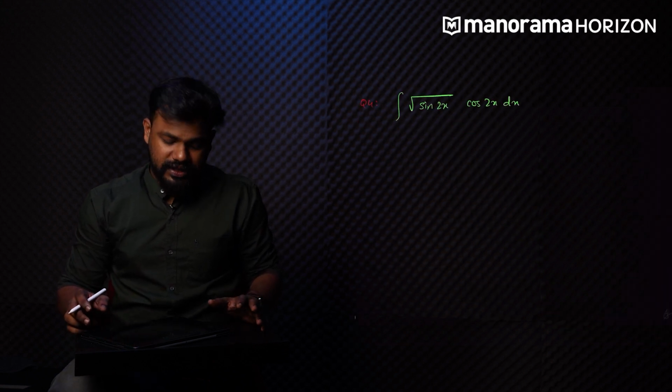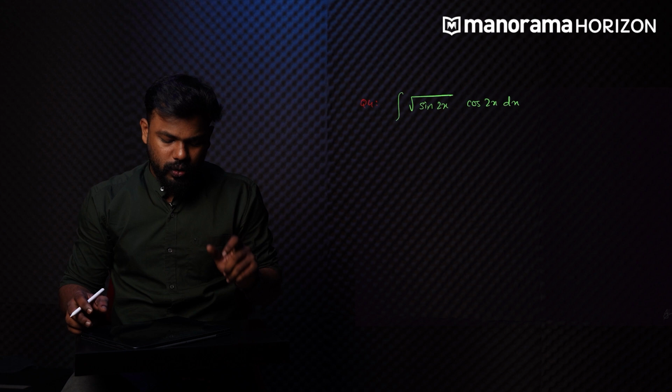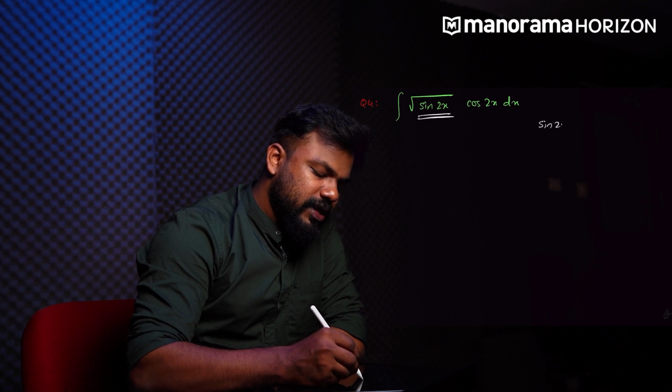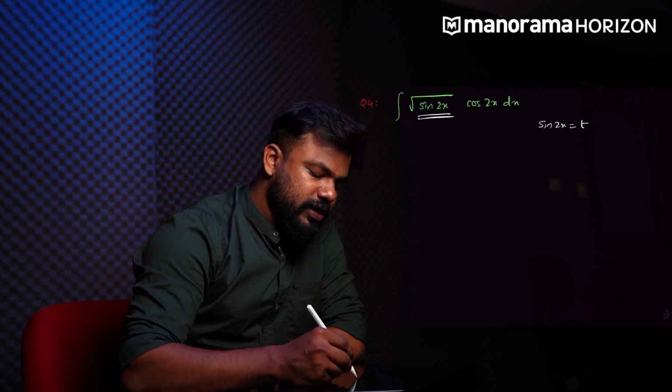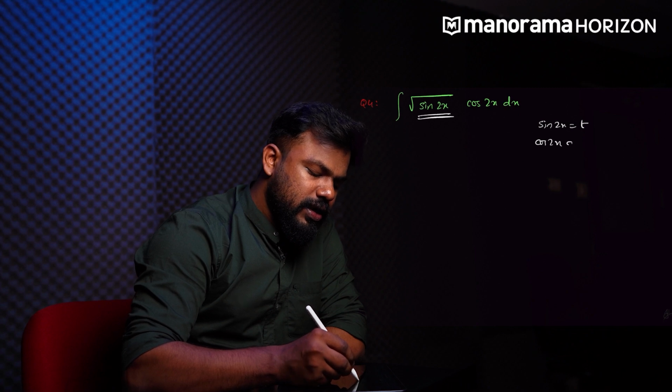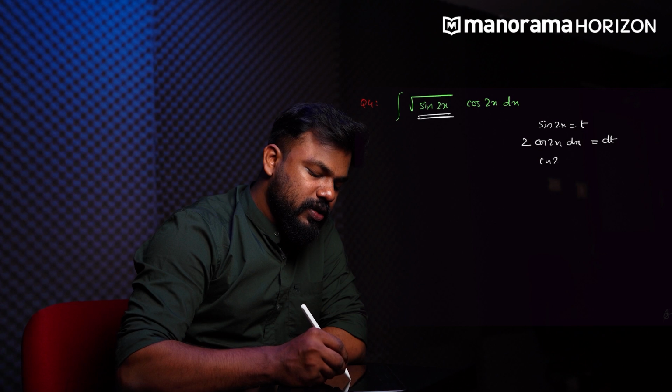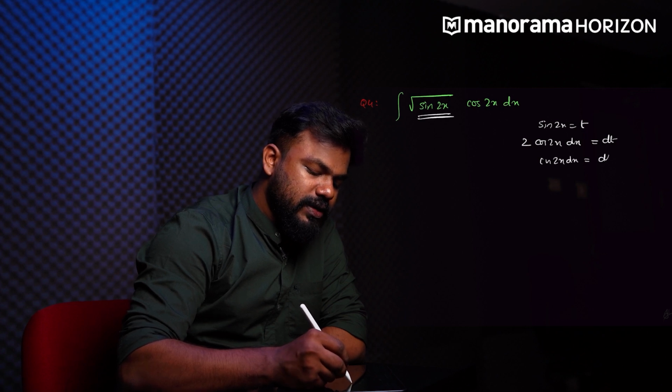Understood? And the last question of this session, integral of root sine 2x cos 2x dx. Direct question. Put sine 2x as t. So when you put sine 2x as t, what is the derivative of sine 2x? Cos 2x dx. No, 2 cos 2x dx. And that is equal to dt. Or from this, what is cos 2x dx? You get it as dt by 2.